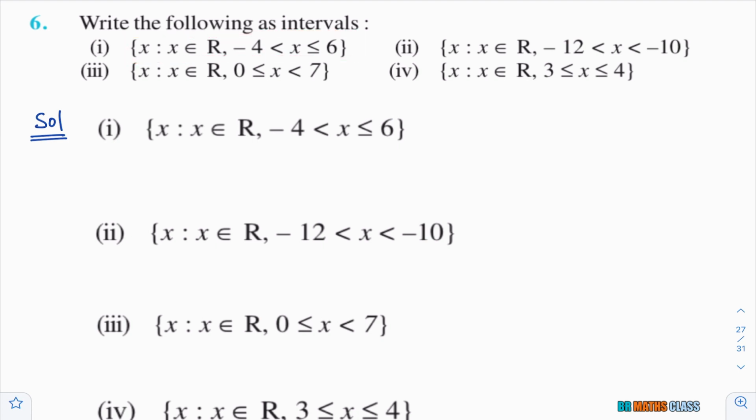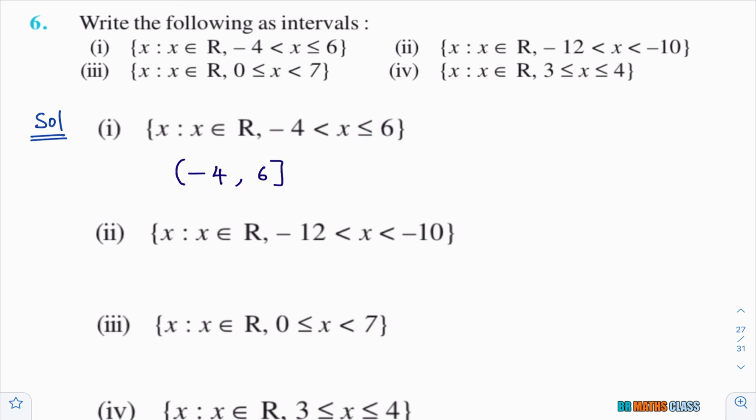Very simple. Here what they are saying is, x is a real number and minus 4 less than, we read it as strictly less than, x less than or equal to 6. Here if you want to write this in interval form, very simple. Here strictly less than is there. When strictly less than is there, you write minus 4 with an open interval. And when less than or equal to is there, at that time, you write a closed interval.